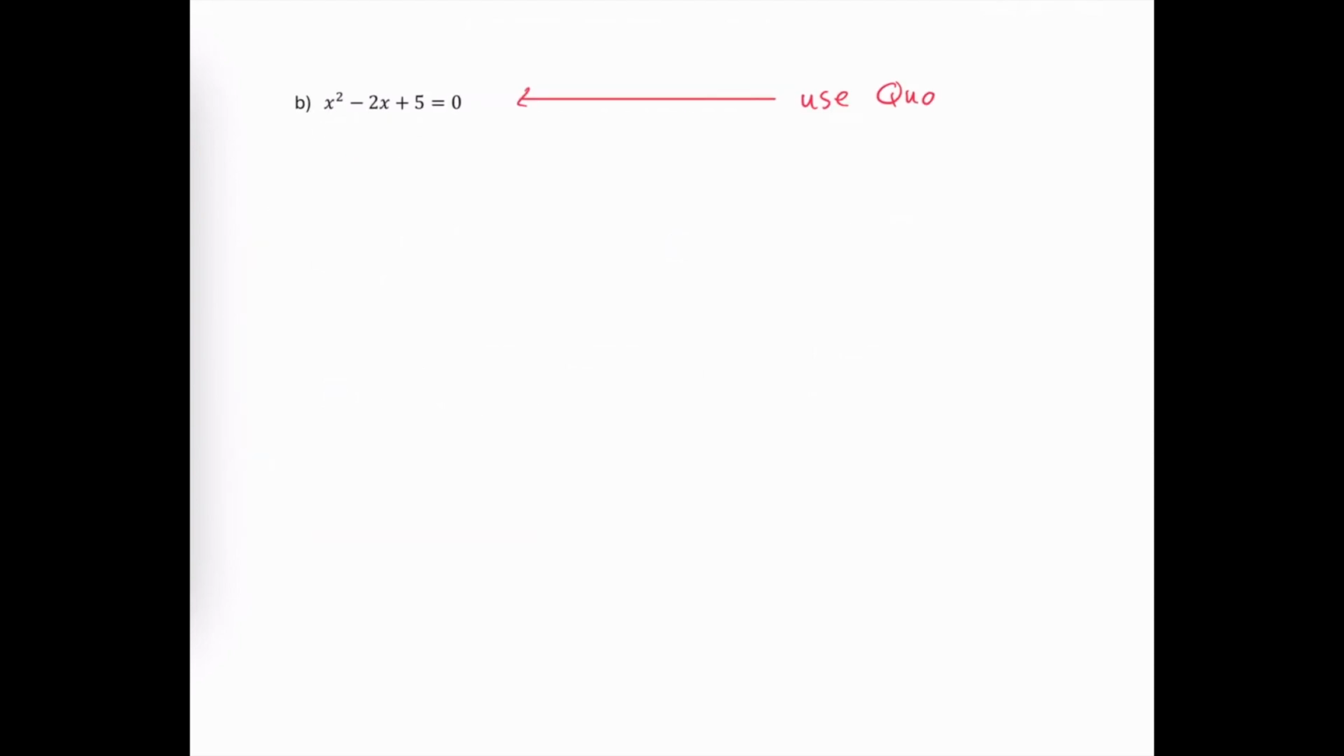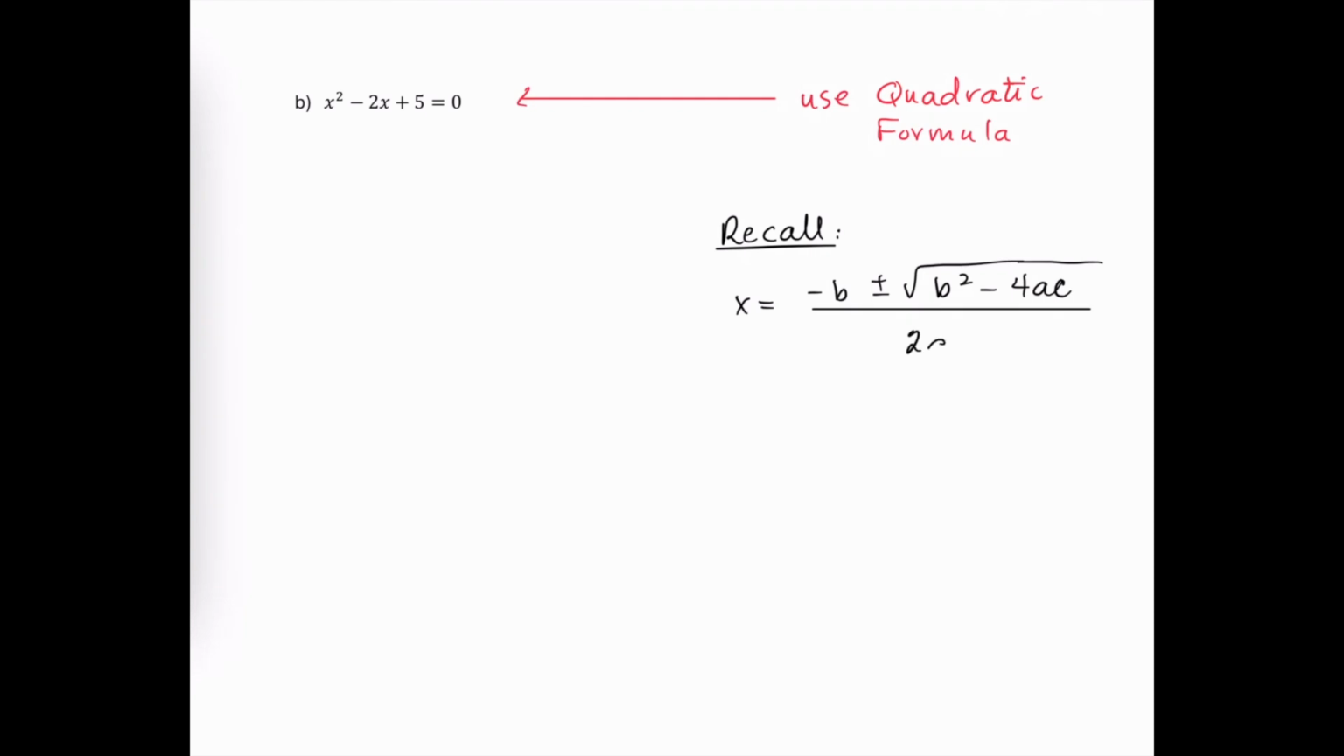In part B, we're going to use the quadratic formula in order to solve for x. As a reminder, the quadratic formula is x is equal to negative b plus or minus the square root of b squared minus 4ac, all divided by 2 times a. To use the quadratic formula, we must have 0 on one side first, and then we'll identify the a coefficient, the b coefficient, and the c coefficient.